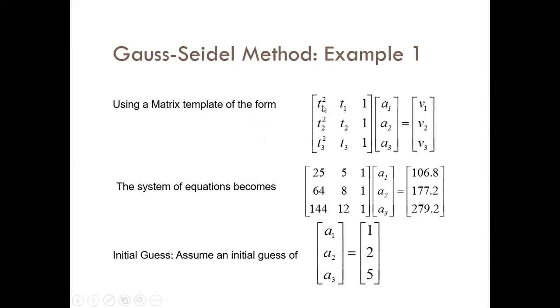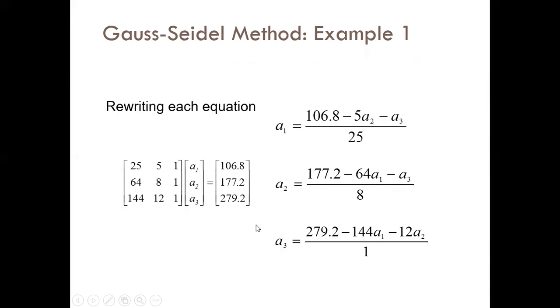T1 is 5, 5 square is 25. T2 is 8, 8 square is 64. T3 is 12, 12 square is 144. Again, V1, V2, V3 are 106.8, 177.2, 279.2. Then you can find the values of A1, A2, and A3 from the equation.